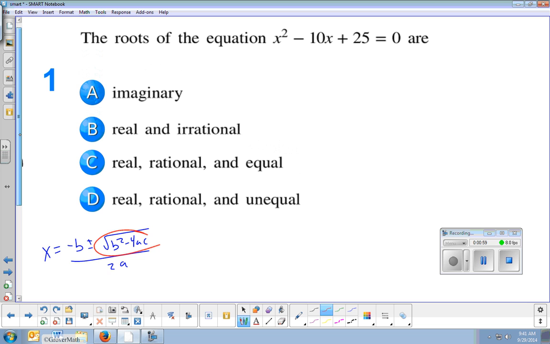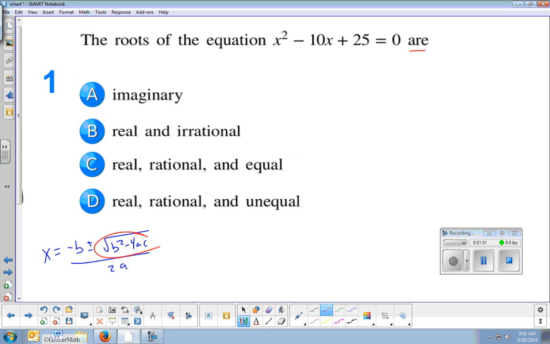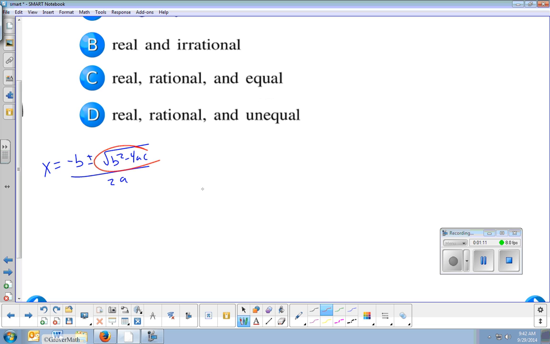And when we ask discriminant questions, like the roots of the equation are what, we don't want the numbers of the roots, like 7 and negative 4. We want to know about them. And there are 3 questions. Are they real or imaginary? Are they rational or irrational? And then, are they equal or unequal? These are the 3 questions asked when we're asked to describe the roots.